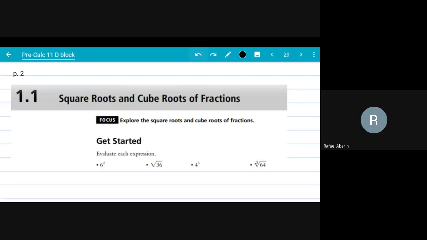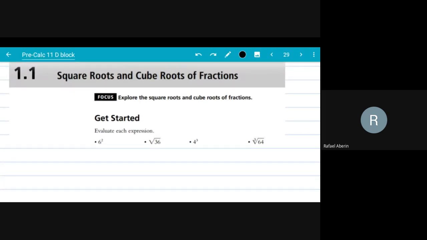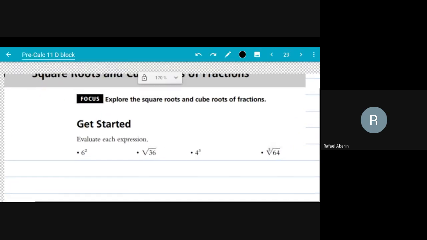Hi everyone. So this is the start of Precalc 11. This is section 1.1, square roots and cube roots of functions on page 2. So let's get started. Evaluate the expression right here.